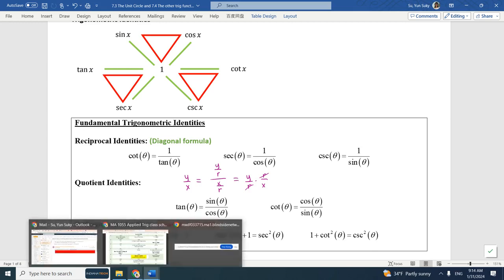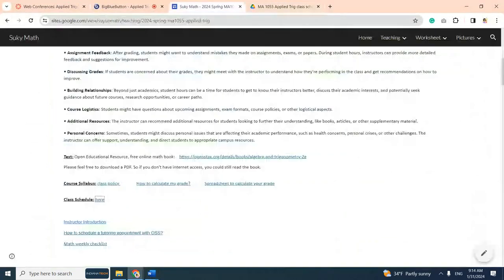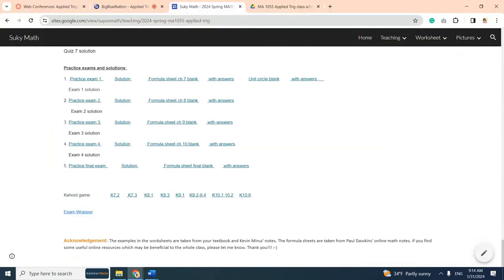Later in this course, we will learn harder formulas. For the harder formulas, I will give them to you. I already made all the practice exams, so you can use the practice exam as a study guide to prepare for the exam. And this is the chapter 7 formula sheet. It's blank. And this one has the answers. Okay, so you know what formulas you need to know before you take the exam. And this is the final formula sheet with answers.